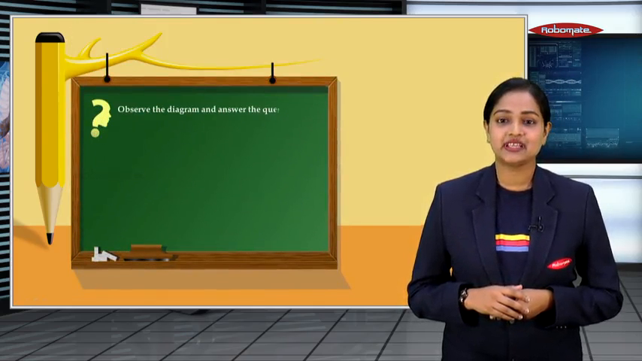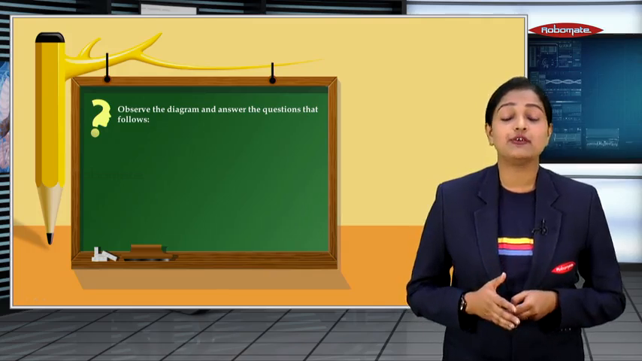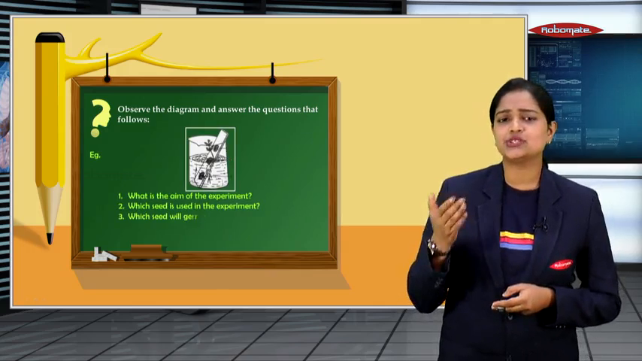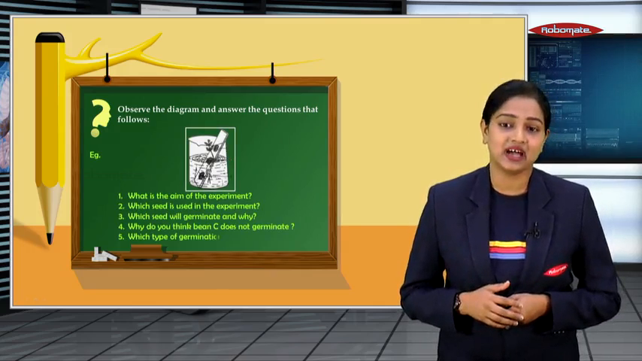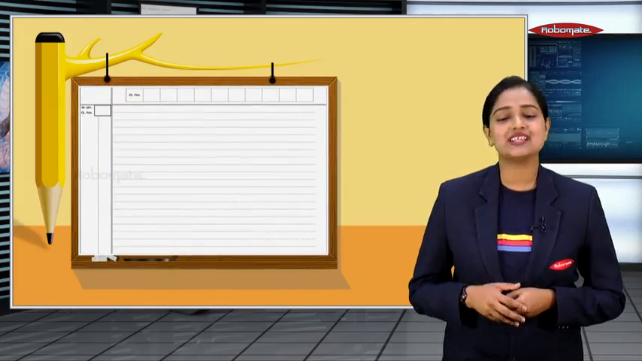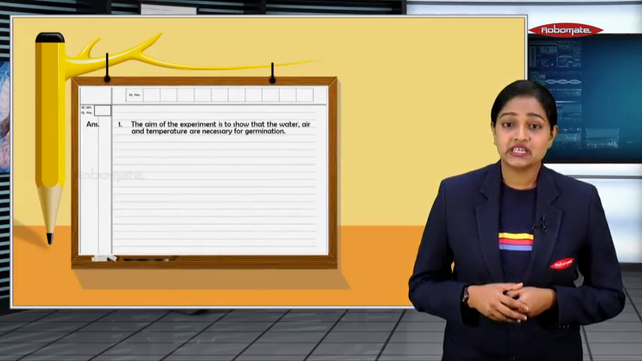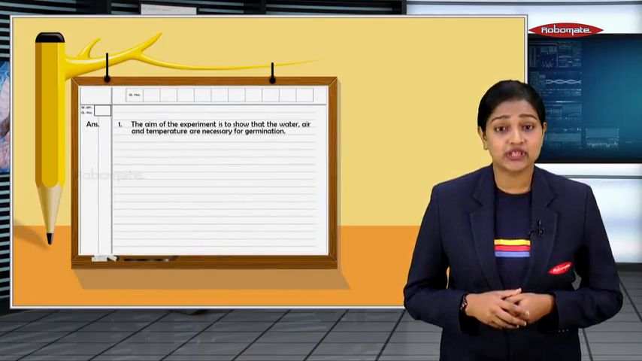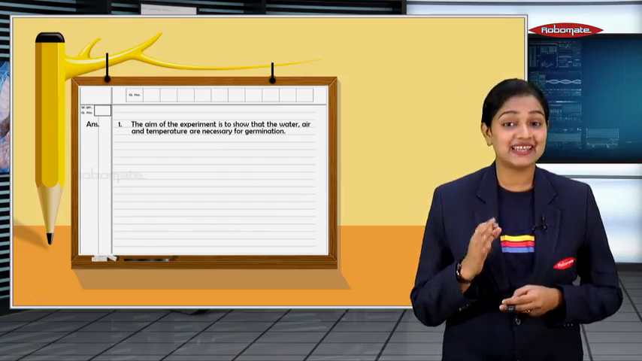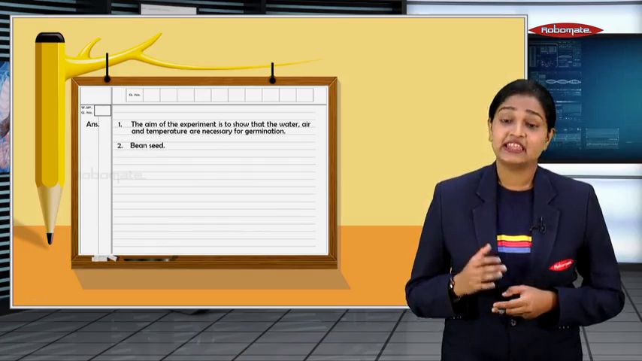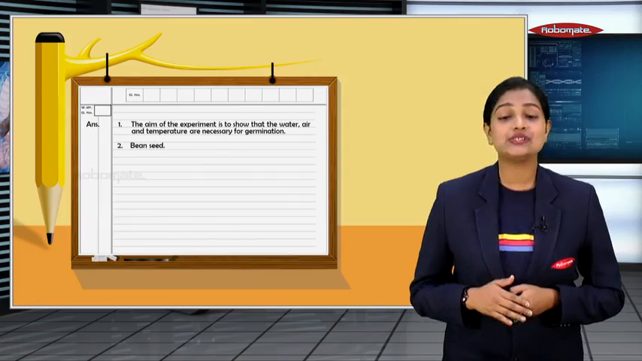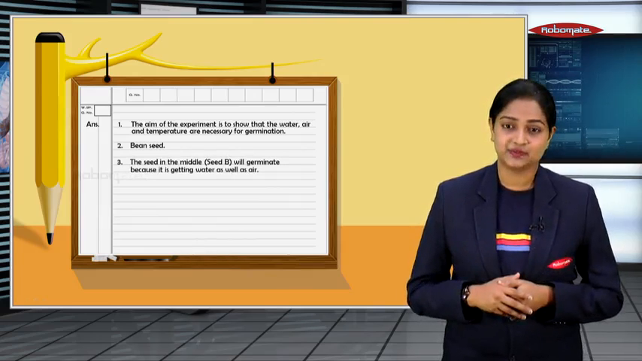Next type of question: observe the diagram and answer the questions which follow. Here the diagram is given and, associated with the diagram, a few questions are asked which you have to answer. Dear students, let us see how to answer such type of questions. First, the aim of the experiment is to show that water, temperature and oxygen, all the three factors, are necessary for germination. The next question asked was, which type of seed is used? The seed used in the experiment is a bean seed.